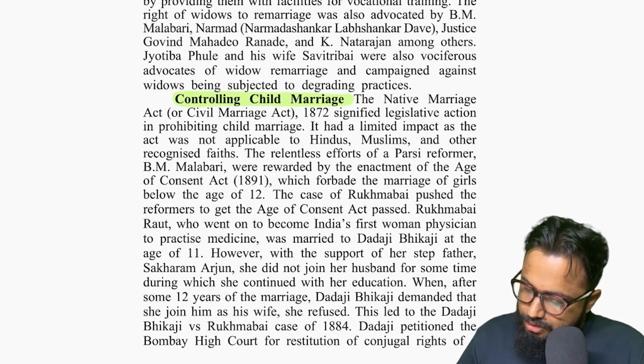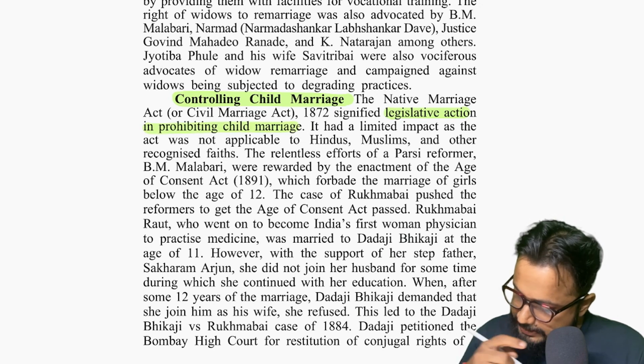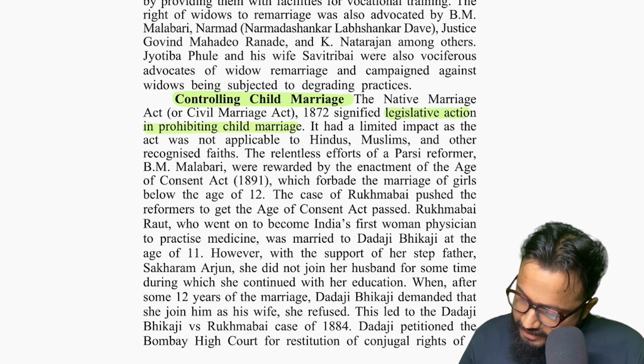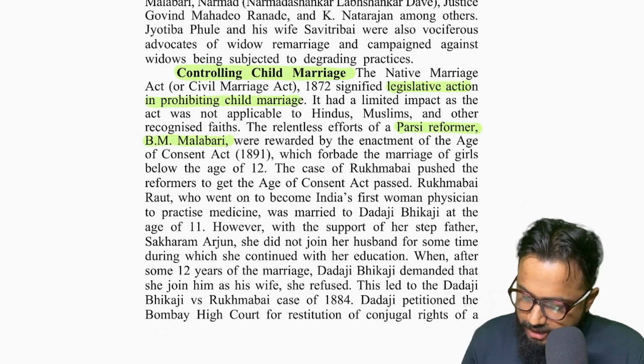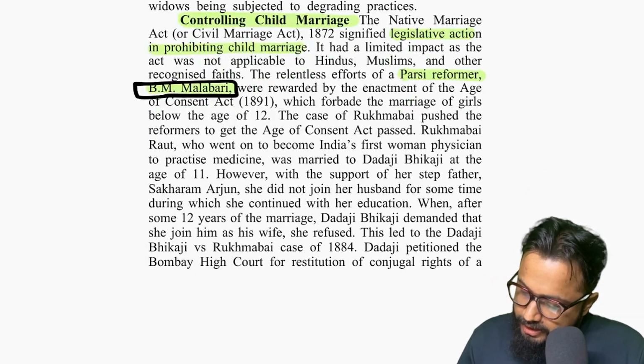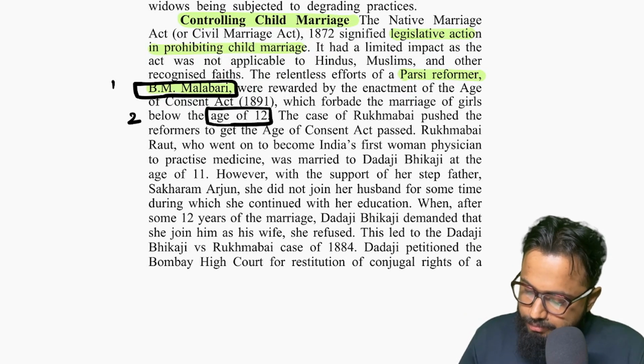Okay. So the Native Marriage Act 1872 signified legislative action in prohibiting child marriage. Then come the relentless efforts of Parsi reformer B.M. Malabari. So here comes prelims fact number 1. Then the Act which forbade the marriage of girls below the age of 12. Here comes prelims fact number 2.